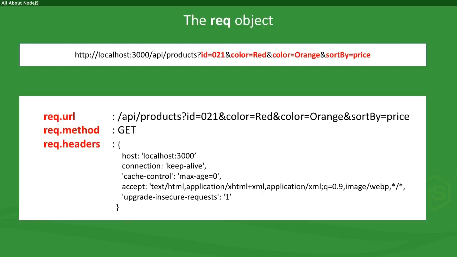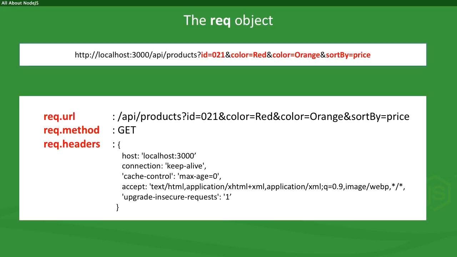Now, the req or request object as well as the response object comes from Node's low-level implementation of the server instance. So you get access to all headers and are able to set them in the response as well. Now imagine that we have this route /api/products that accepts product ID, color, and sortBy parameters in the URL. The request object in this case, among several other things, provides us with these three properties.